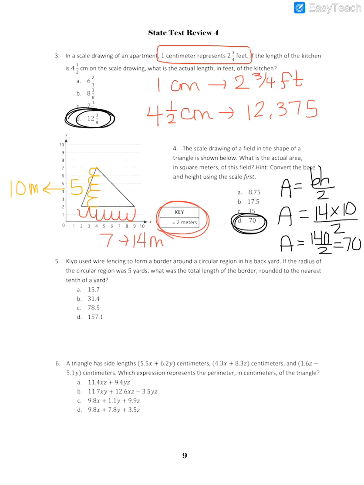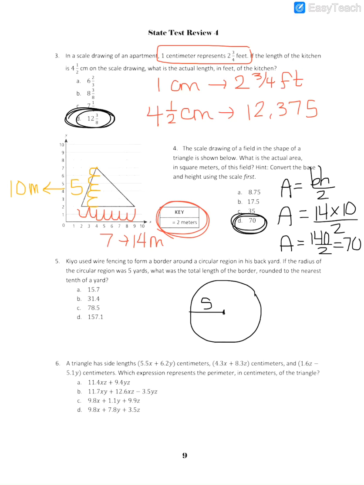All right, number 5, Keo used wire fencing to form a border around a circular region in his backyard. If the radius of the circular region was 5 yards, what was the total length of the border rounded to the nearest tenth of a yard? Okay, so we're going to draw a picture of a circular border. It has a radius of 5, so I'm going to draw that.